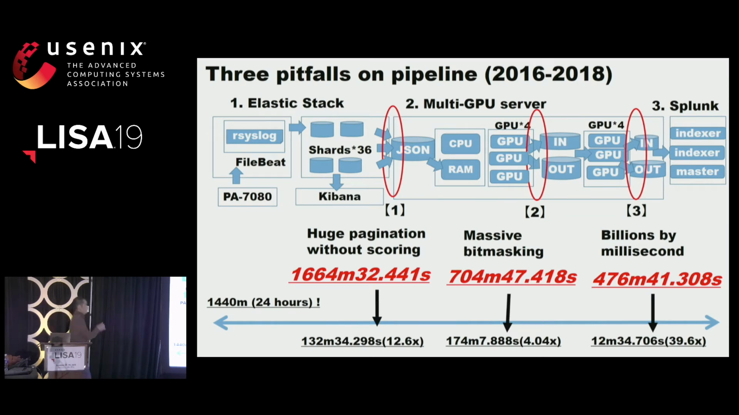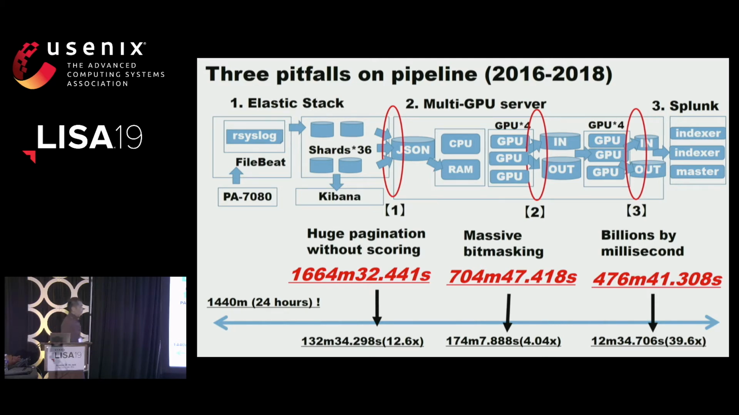Let me illustrate these three pitfalls on the pipeline. First one is about huge pagination. It really takes a long time. And the second one is massive bit masking required by the traffic discrimination. Bit masking on the multi-core CPU using C++, Boost or C++, took a longer time than we expected.